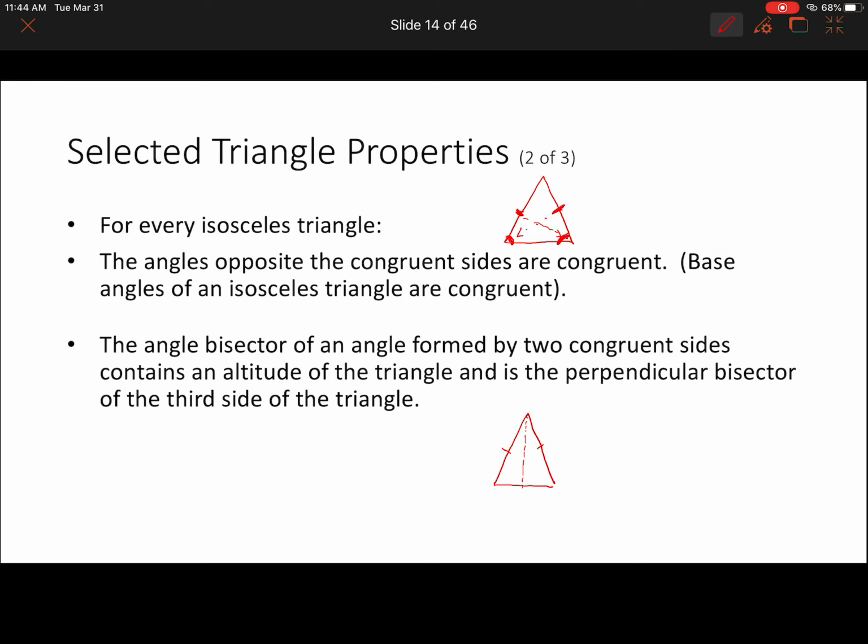Now, that probably doesn't mean a whole lot to you, so let's take that apart. Again, talking about an isosceles triangle here, and I'm going to show you a diagram of this in a second. So we've got an isosceles triangle, and it says the angle bisector of an angle formed by the two congruent sides, so that means this angle bisector, contains an altitude. We haven't defined altitude, we'll do that in a second. Essentially, that's the height of that triangle.